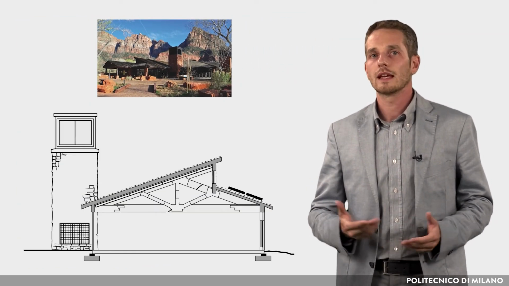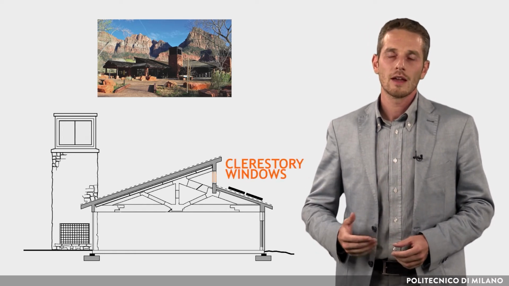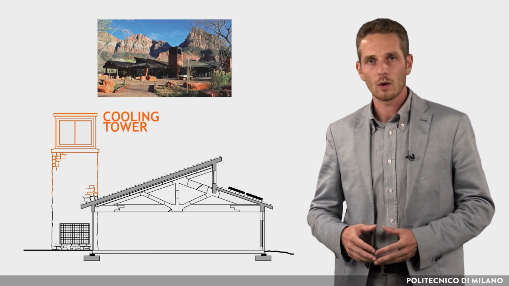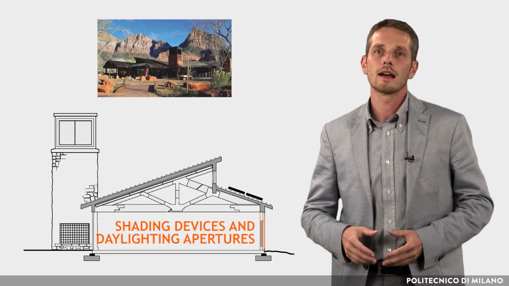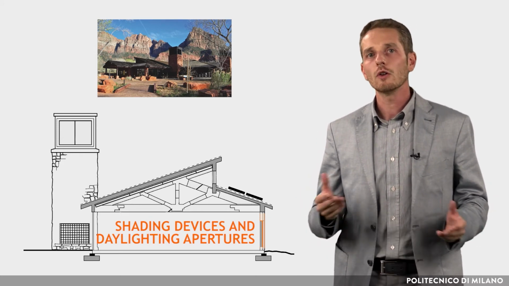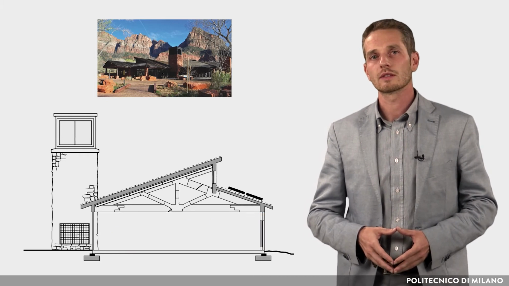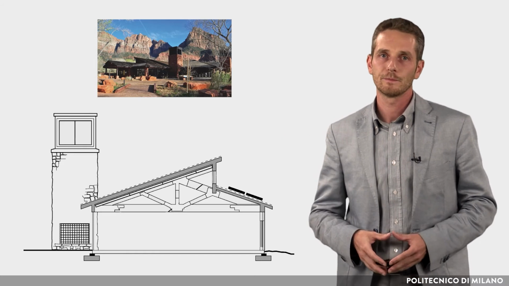In the first one, all cooling loads were met with natural ventilation using computer-controlled clerestory windows, evaporative cooling from the cooling towers, and the careful design of the shading device and daylighting apertures to minimize solar gains. The only mechanical input to the cooling system is a pump to circulate water through the evaporative media.